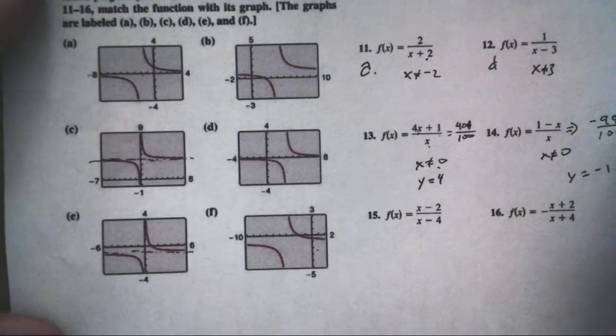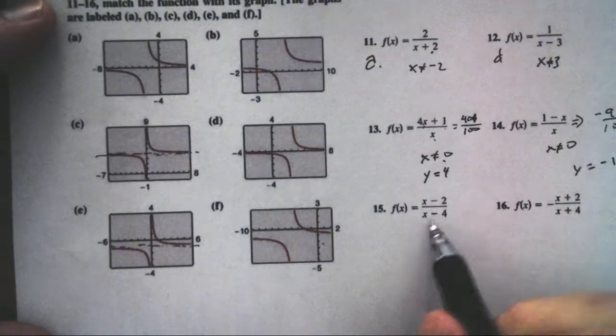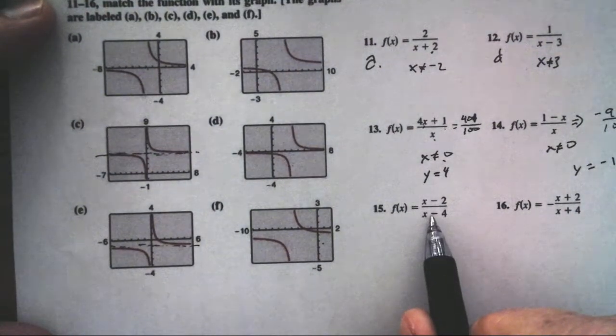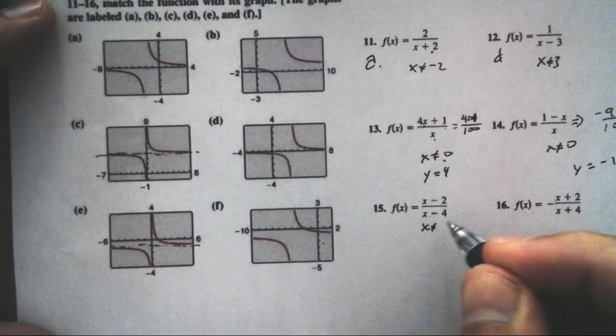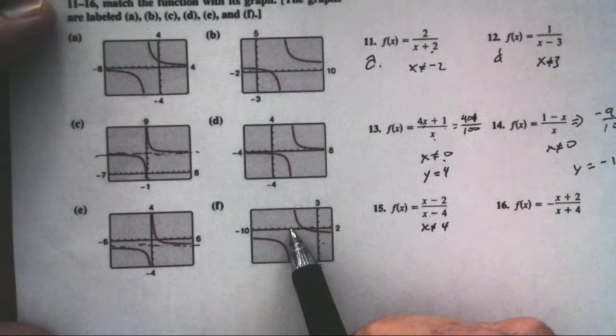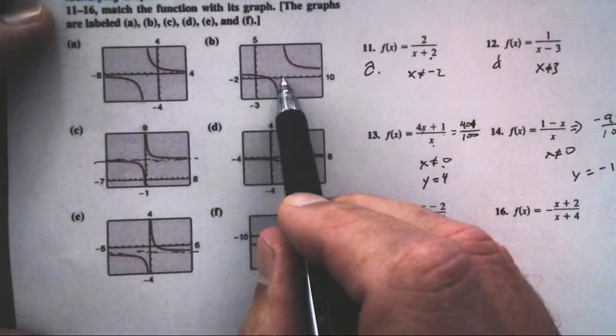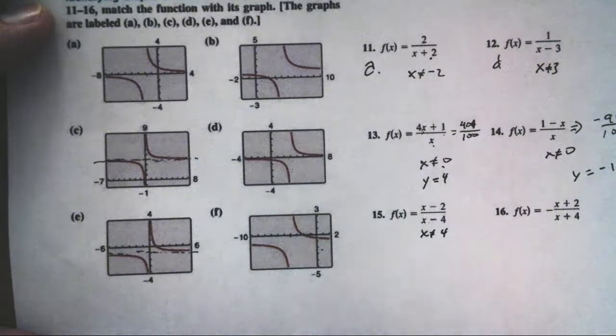Negative 99, I don't know why I put that there. Okay, so let's take a look. X may not be 4, which leads me to believe, let's see, 1, 2, 3, 4, that's a possibility. And I think that's negative 4. 1, 2, 3, 4. It looks like B is a possibility here.